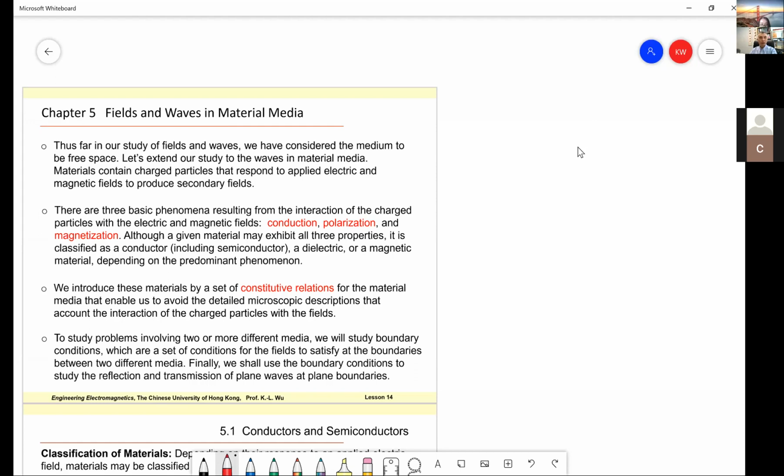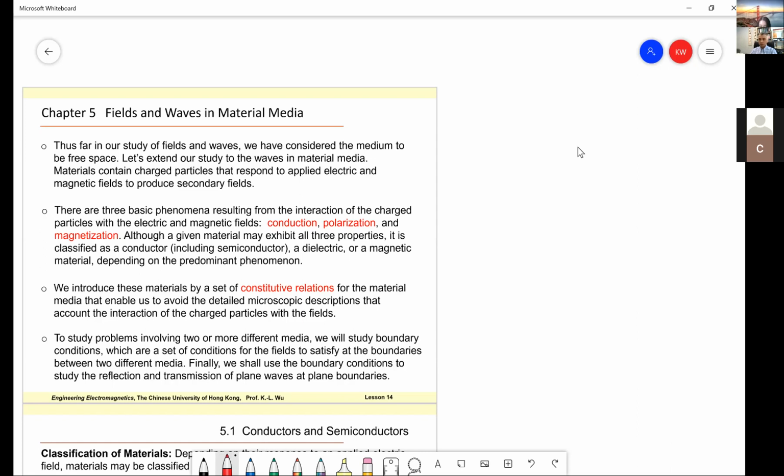Before, what we learned is Maxwell equations in free space. The free space means ideal vacuum, right? And then we didn't consider the interaction of the field with material. Okay, then in general we categorize the material into 3 types.